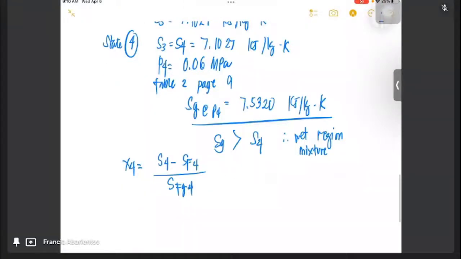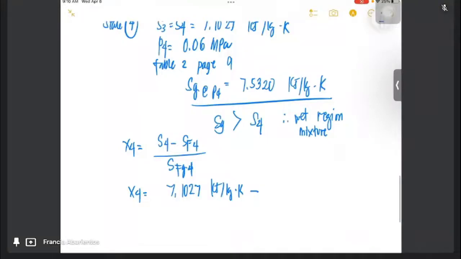Okay. So, finding the quality. Ano yung S4 natin? We have 7.1027 minus, ano yung SF4 natin?